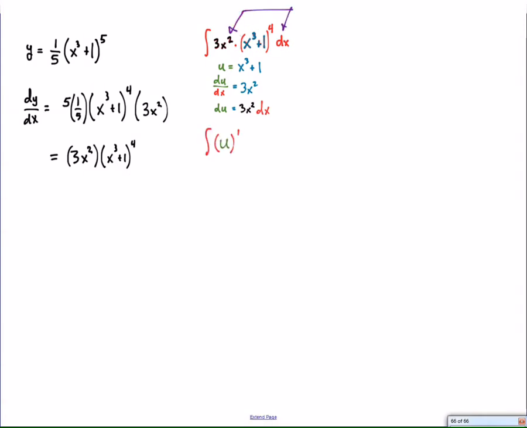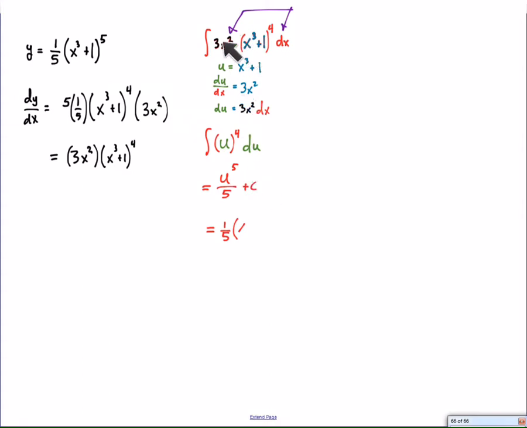So here's what we do. We spot a 3x squared dx. Here's the 3x squared times dx, and it says right here that 3x squared times dx is equal to du. So I'm going to take these two pieces and say that's du. As a result, now I just integrate u to the 4th power, which is a simple power function integral. It gives me u to the 5th over 5 plus c.